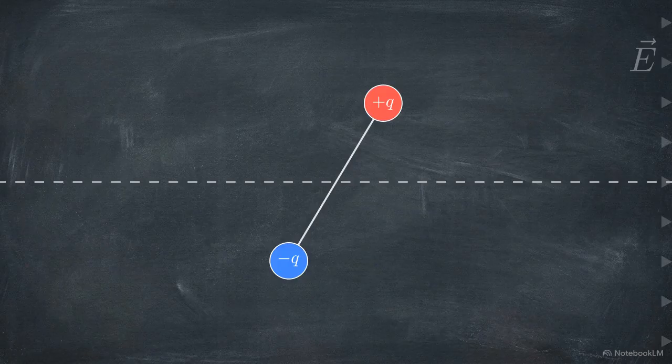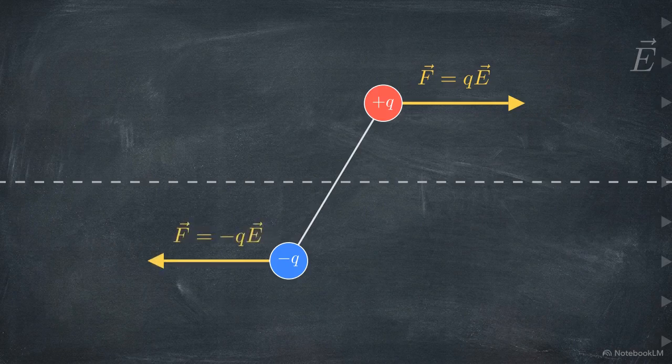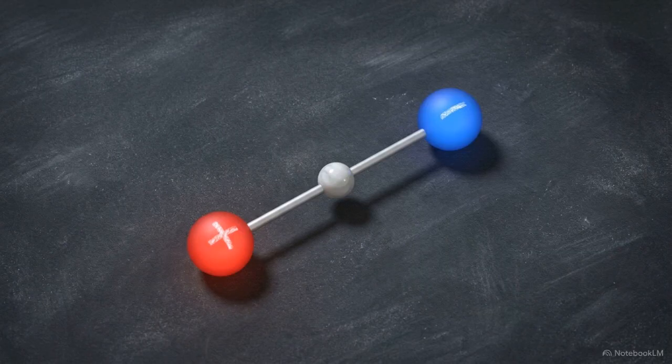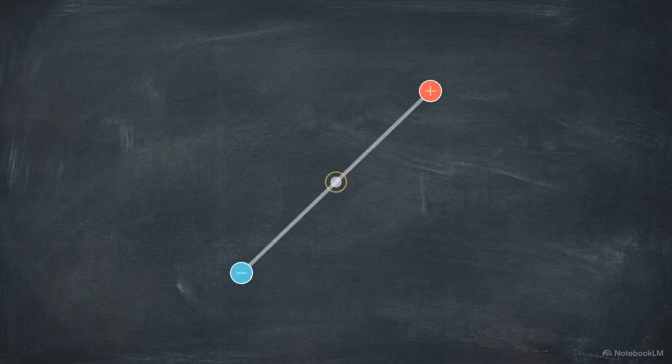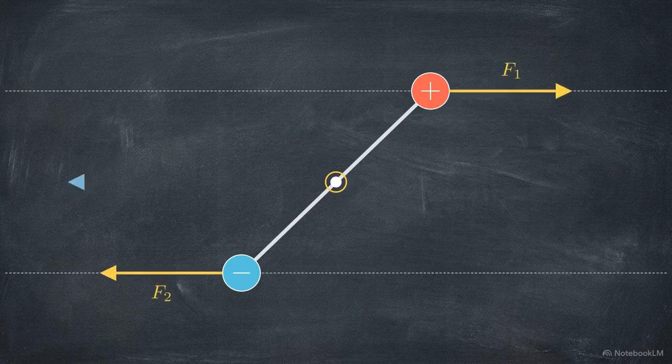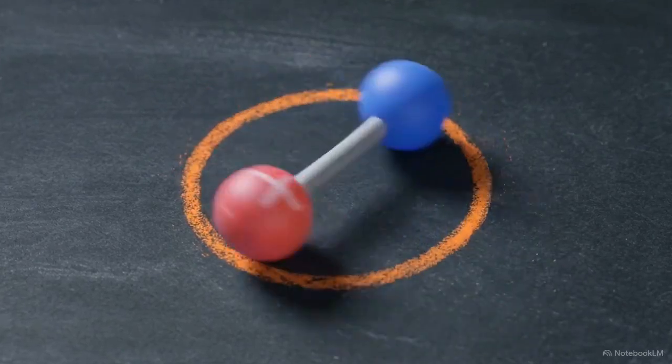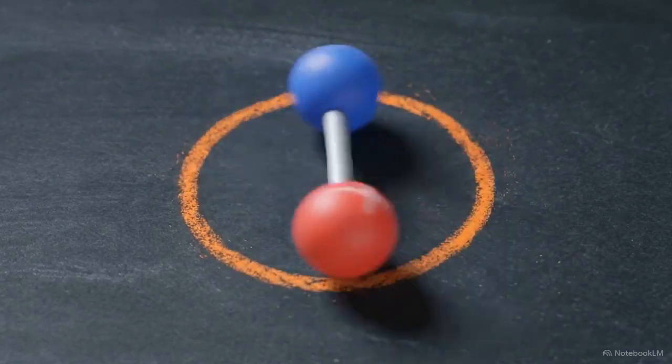The field exerts forces on these charges in opposite directions, a vector of QE on the positive charge and negative QE on the negative charge. These forces are equal in magnitude, but perfectly opposed, resulting in a net translational force of 0. This ensures the dipole's center of mass remains stationary. While the center of mass is fixed, the forces act along different lines of action. This offset configuration inherently shifts the physical behavior of the entire system into the domain of rotational mechanics.